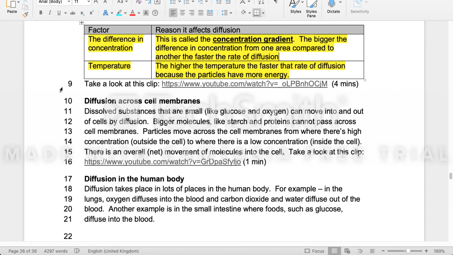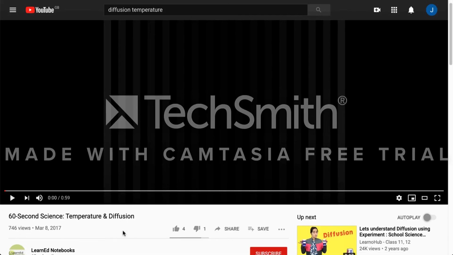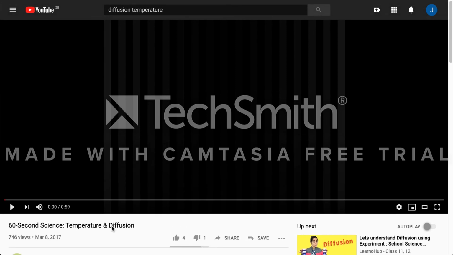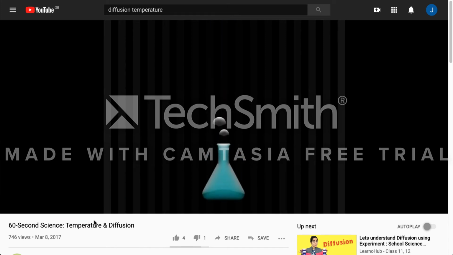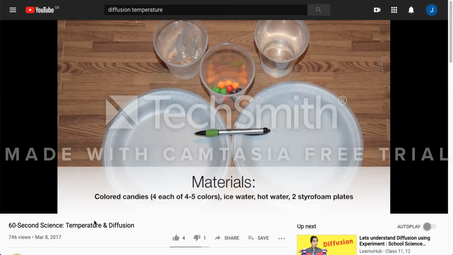I'm going to show you a quick clip on how temperature affects the rate of diffusion. So this video here you can find on YouTube. It's on the channel Learned Notebooks at the bottom here. Okay, and you can actually do this at home with a plate, some hot water and cold water, and some Skittles. So have a look through, and I'm going to explain it as we go along here. And that's just because I want you to understand what's going on.